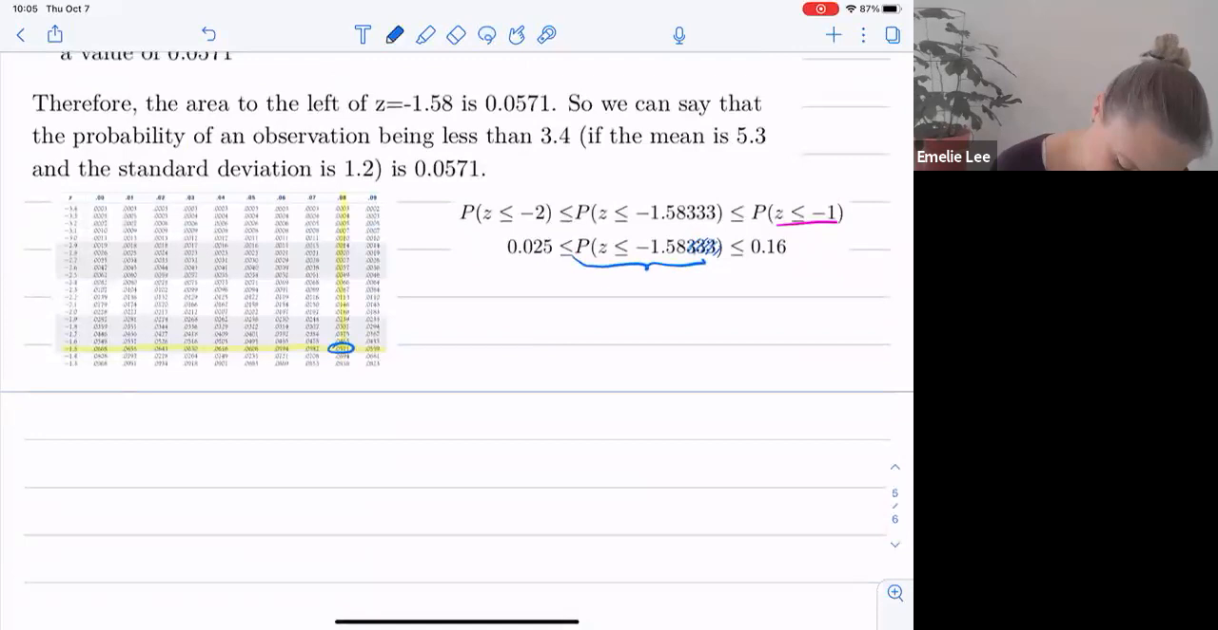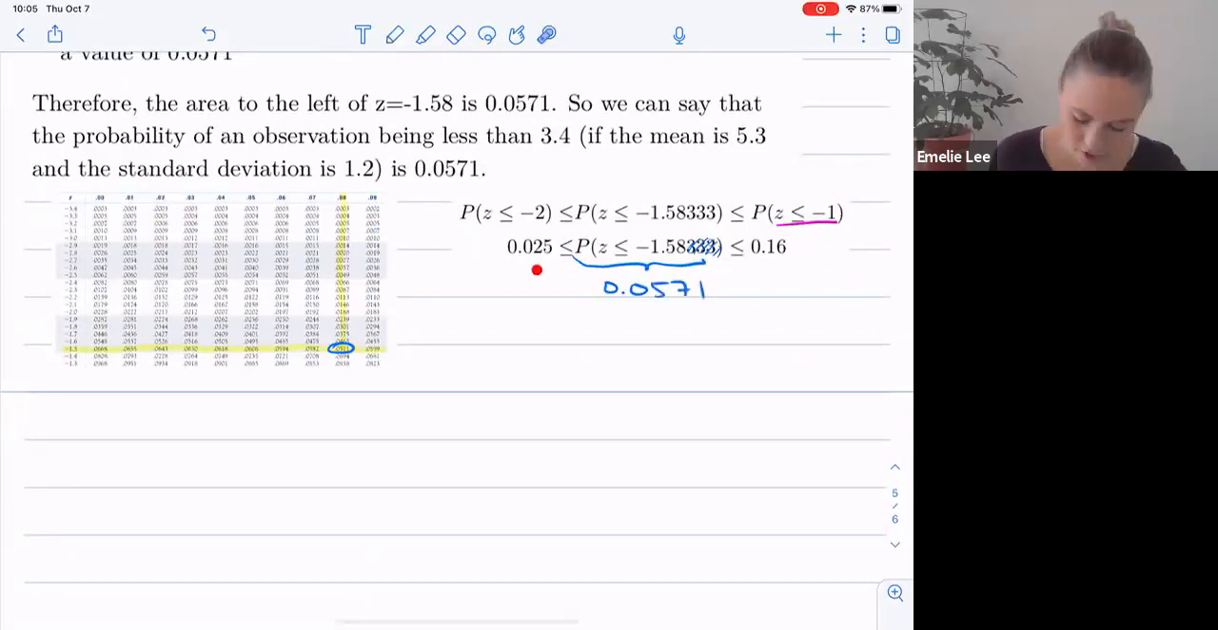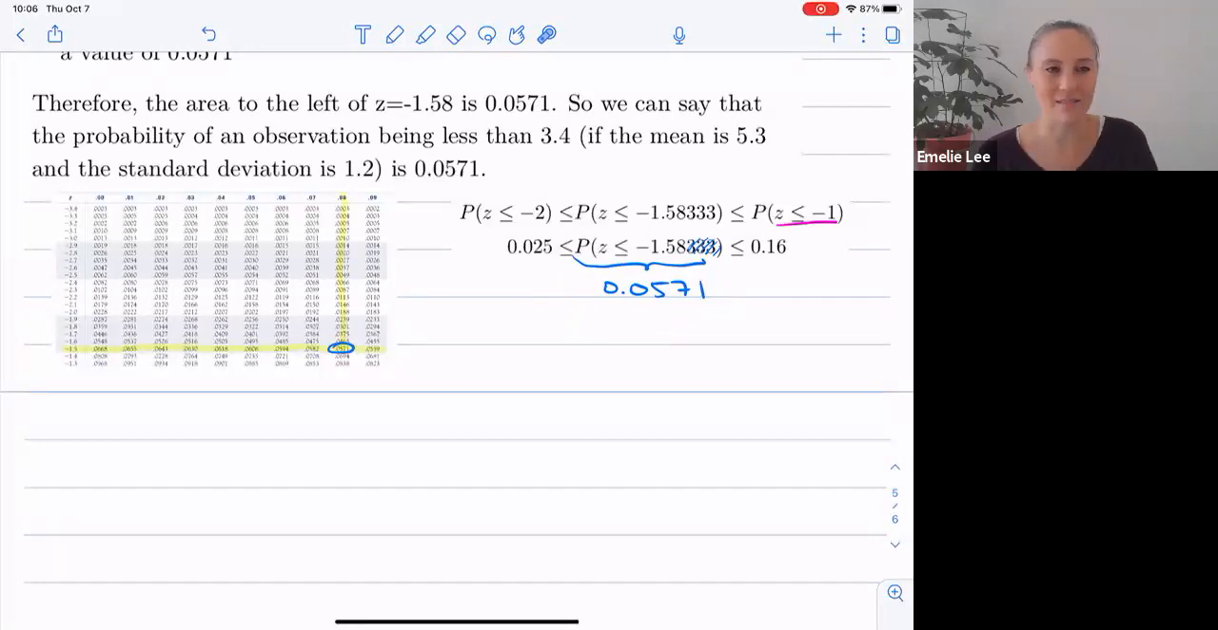This area, this probability is 0.0571, so that's true. 0.0571 is between 0.025 and 0.16. So great, we did it. Right, but it's a little bit more precise and it's just easier to deal with those probabilities instead of ranges for the probabilities. Okay.